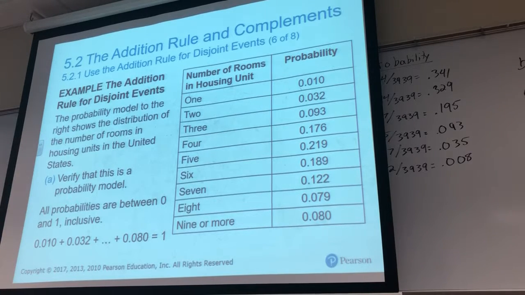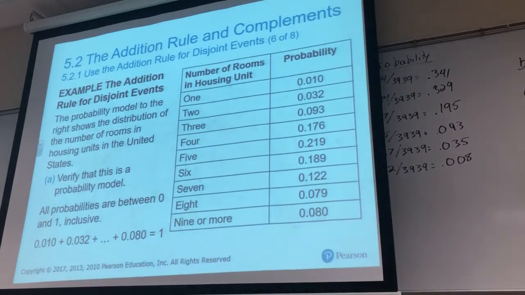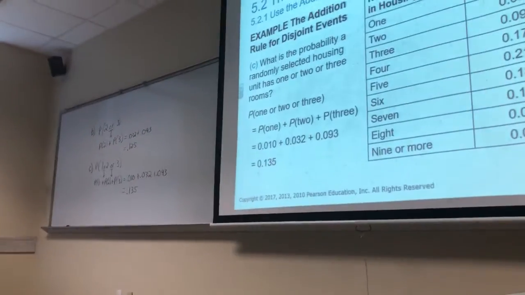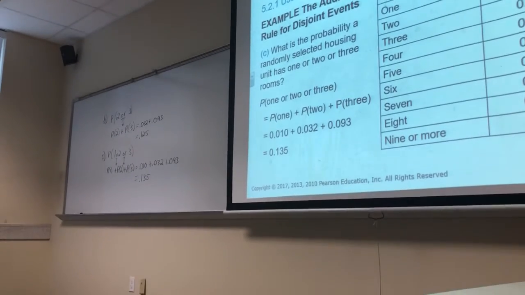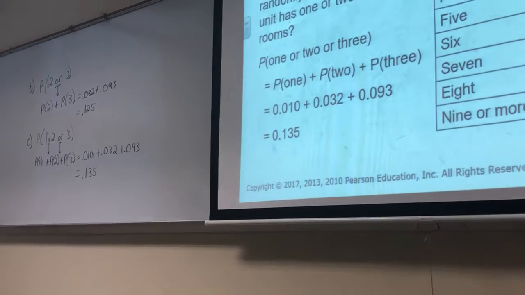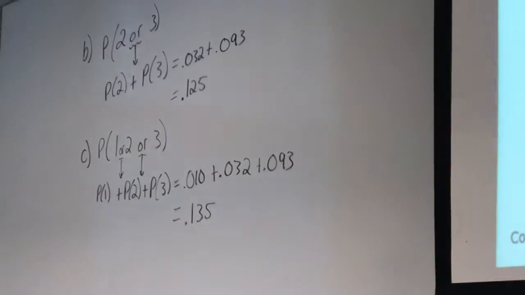1, 0, 0, 3, 2, 0, 9, 3, and that is 0.135. Okay, so the addition rule says if you see an "or," as long as they can't happen at the same time, and there's no overlap between the 2 events, you can just add those probabilities together.